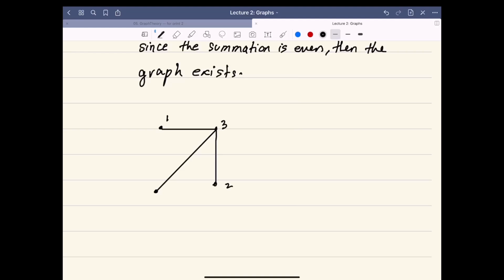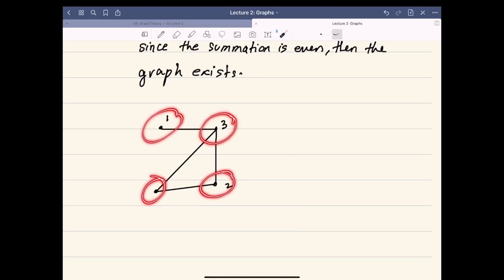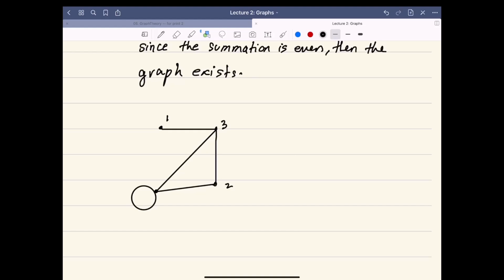Now if I want to make 2, this is degree 1, sorry. So make it degree 2. So this is degree 2. So now we have degree 3, degree 1, degree 2, and degree 2. If I want to make this one now degree 4, this is what's remaining. I can draw a loop around it, and by drawing a loop around it, it becomes degree 4.